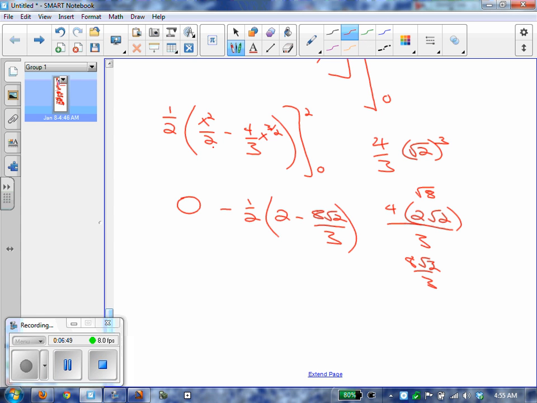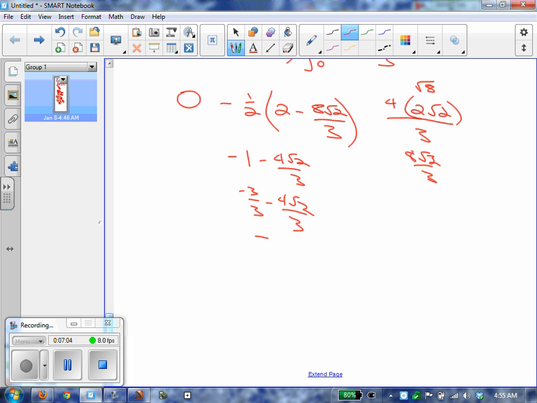All right, and then I multiply my negative 1/2 through there. Negative 1 minus 4 radical 2 over 3. So this would be negative 3 over 3 minus 4 radical 2 over 3. That's negative 3 minus 4 radical 2 over 3. Yep, or whatever the decimal is. I probably could have just found the decimal a long time ago. Any other?